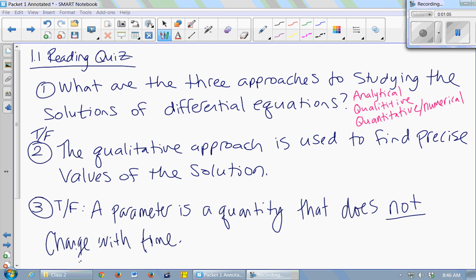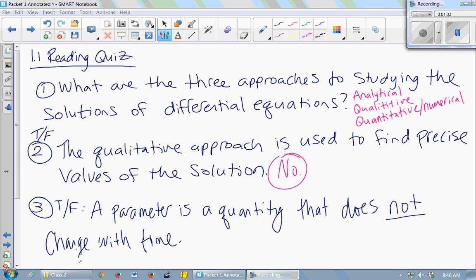So I kind of gave you part of the solution in number 2, part of the answer to number 1 and number 2. When you use the qualitative approach, is it used to find precise values of the function? No, it's used as a qualitative, what does it look like, big picture. Okay, if you want a precise value, your best bet is analytical. And if you want to get really close to a precise value, you could use a quantitative technique.